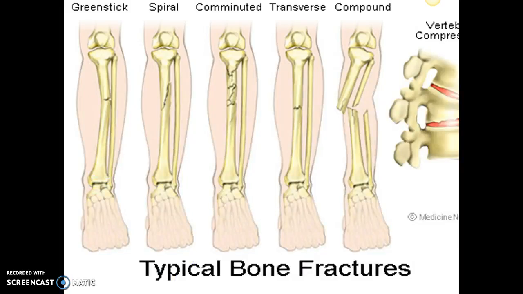The different types of bone fractures: we've got a greenstick, which is an incomplete fracture. We've got a spiral, which comes at an angle. We've got comminuted, which is more than one break, and transverse, which goes transversely across. A compound fracture, again, is where the bone protrudes outside the skin.